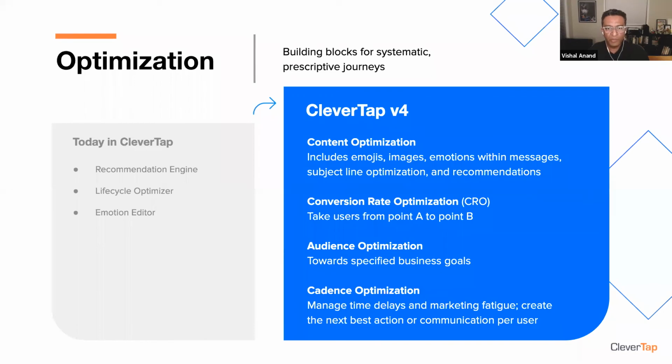But where we really want to go, our ideal goal is to be where we can give you prescriptive journeys to encourage users into deeper levels of engagement. And for that, we're building a bunch of stuff. So under content optimization, emotion detection, which is live, is paving way to understanding impact of images and emojis, to how do you optimize subject line and how do you optimize content for higher engagement.